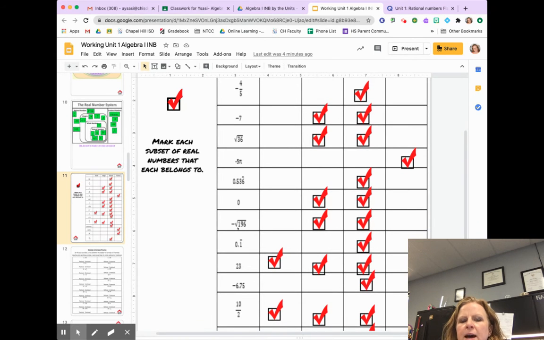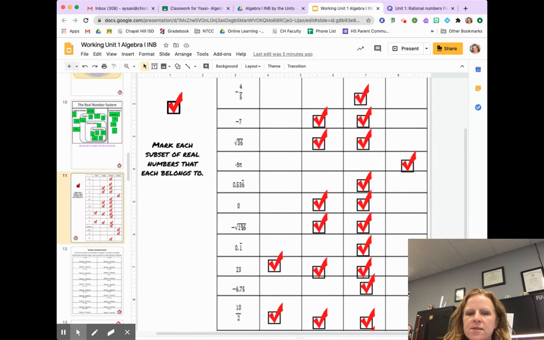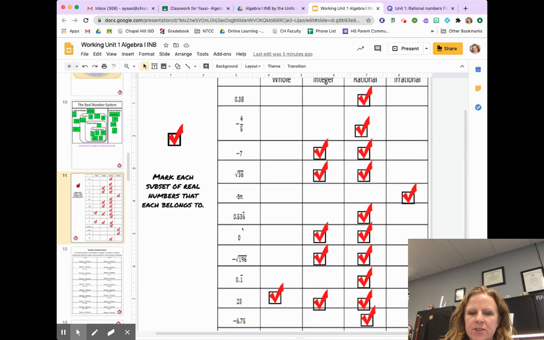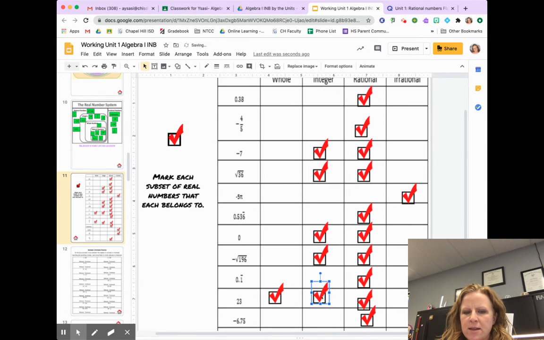Square root of 196. Do y'all know what that equals? Yeah, it's 14, which is, yeah, because the negative out front. Yep. So that is rational and integer. 0.1 repeating. It's repeating, so it's rational. 23, try to make mine a little straighter here, is integer and rational and a whole.